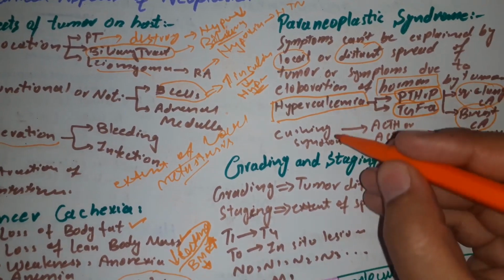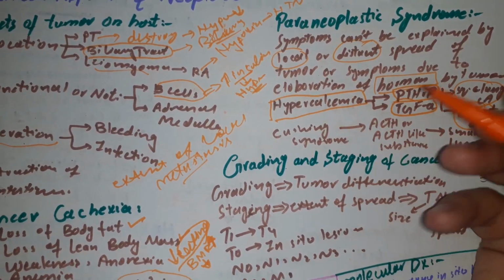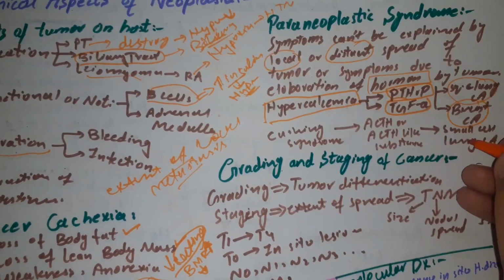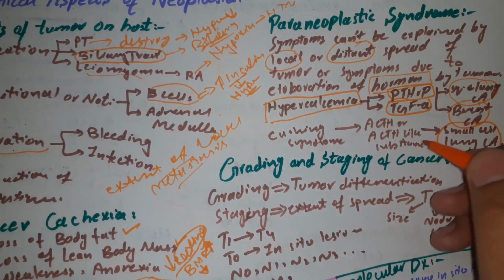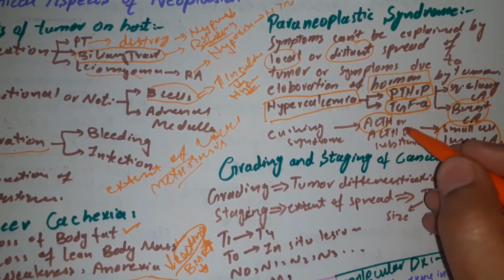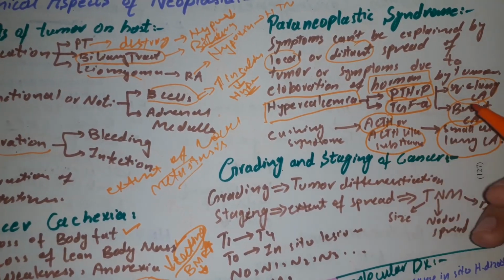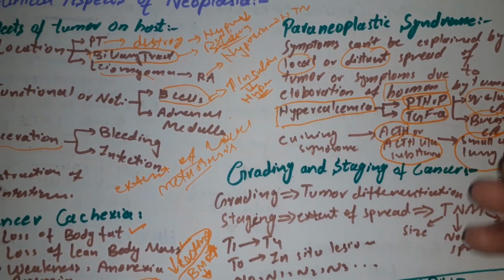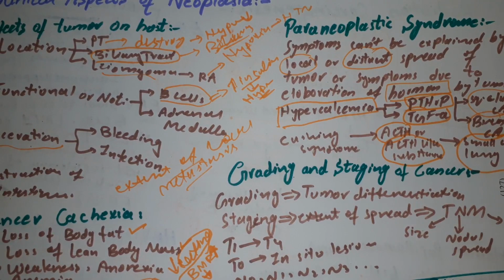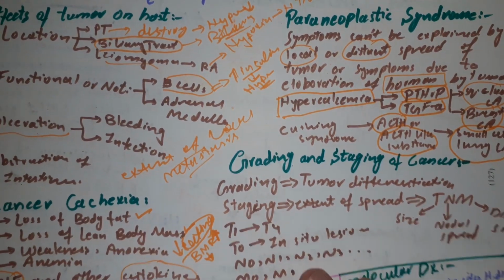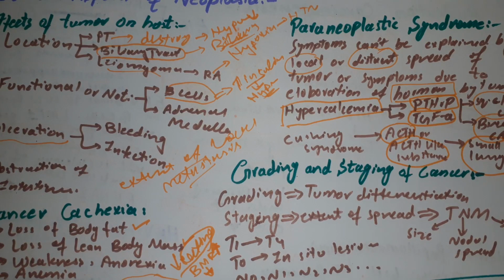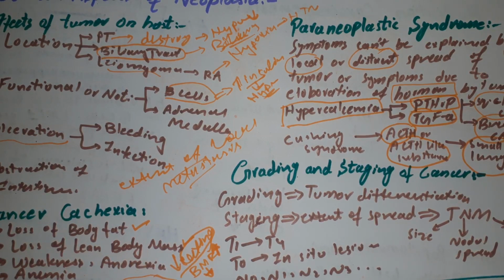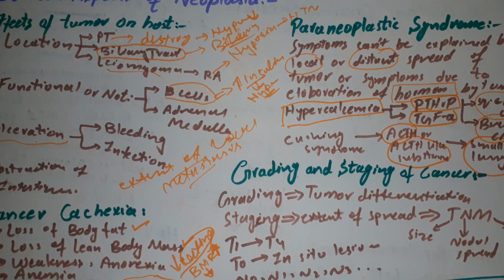Moreover, tumors also show Cushing syndrome, and this Cushing syndrome is commonly shown by small cell lung carcinoma, because small cell lung carcinoma produces ACTH or ACTH-like substances or proteins, and they lead to increased production of cortisol and Cushing syndrome. So paraneoplastic syndromes are basically a set of symptoms which cannot be explained by local or distant spread of disease, and they mostly occur due to hormones produced by tumors.